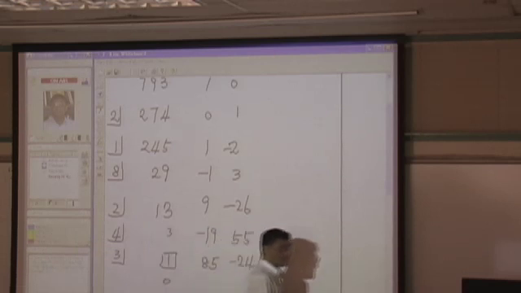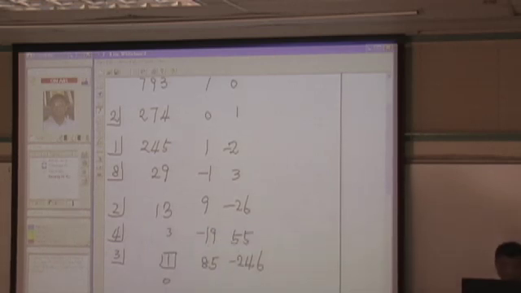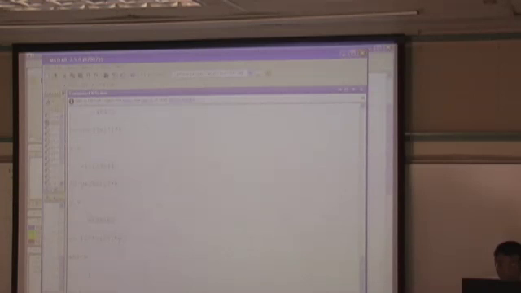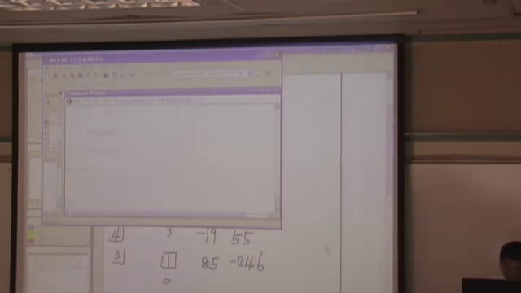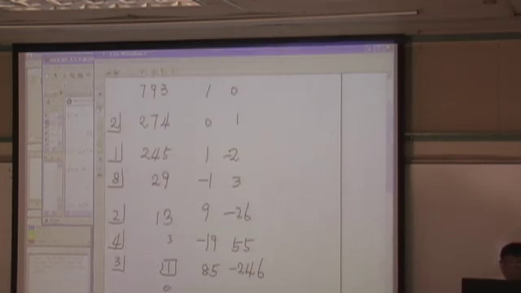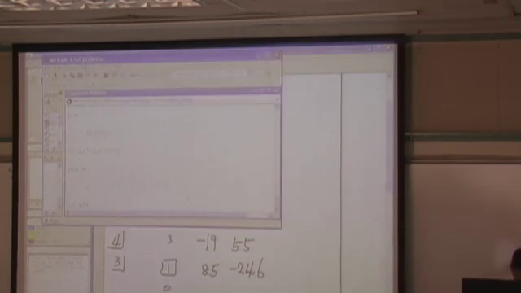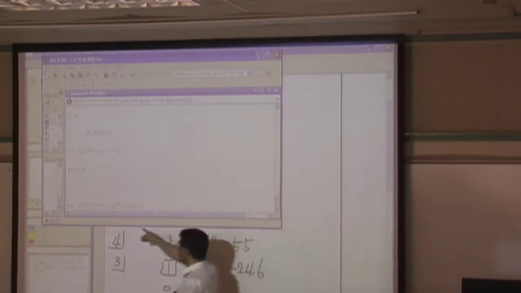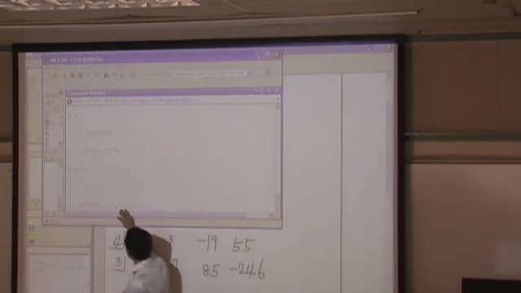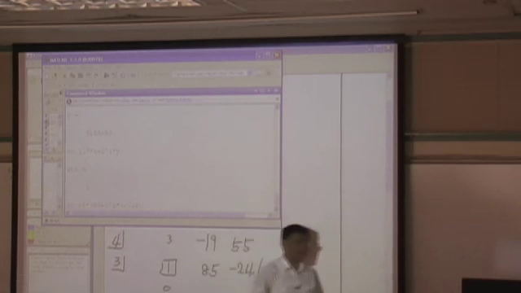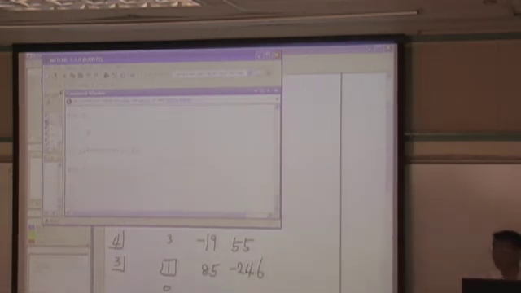So let's check it, but instead of doing hand calculation, I use MATLAB. MATLAB can easily calculate it. 85 multiplied by the top number, that is 793. 793 plus the other number is 274. 274 multiplied by negative 246, right? Do you follow me? So 793 times the solution 85, and then 274 multiplied by the other solution, is equal to 1, right?